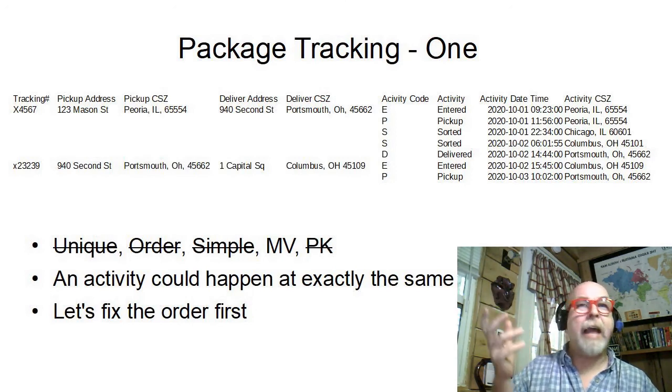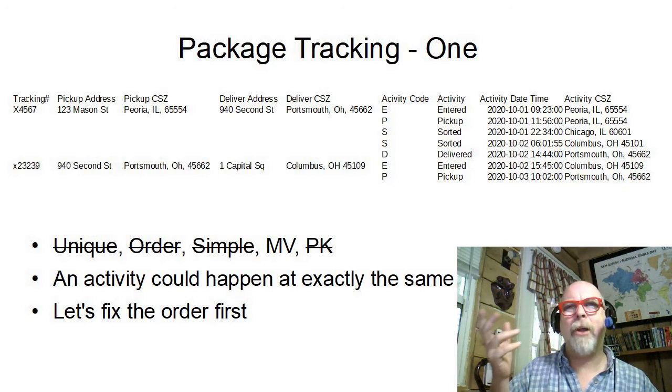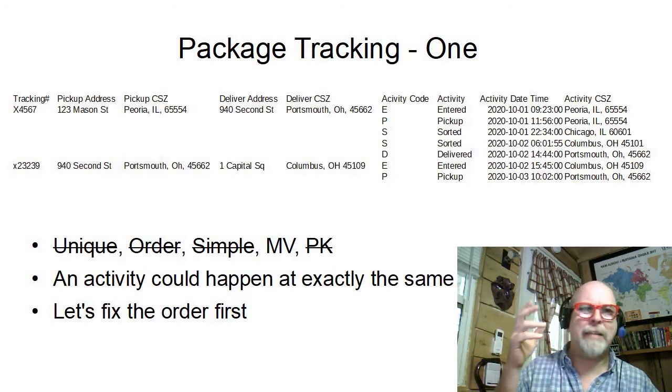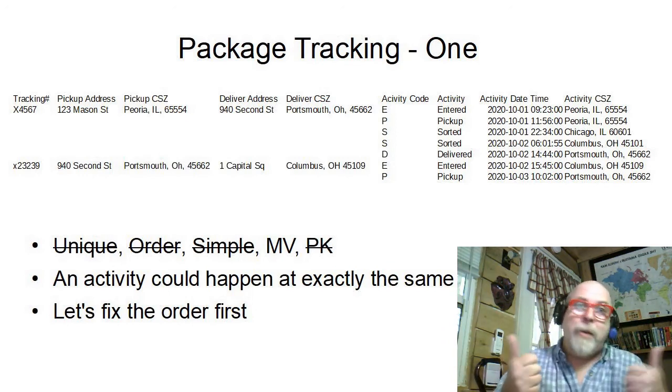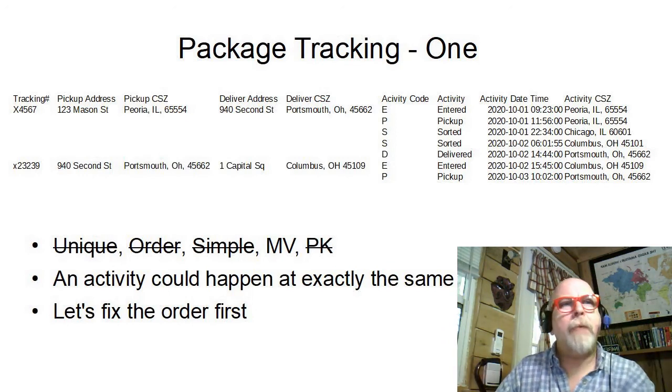Are the attributes simple? No. Look at all of those city, states, and zips. That's not simple. Do we have any multi-values? Oh, yay, we don't have any multi-values. Do we have a good primary key at this point? No. So let's fix the order problem and the unique problem first.